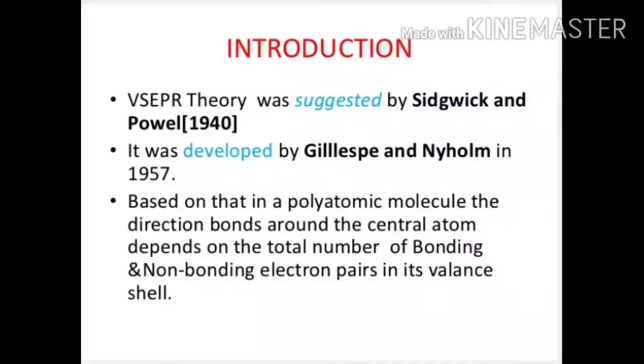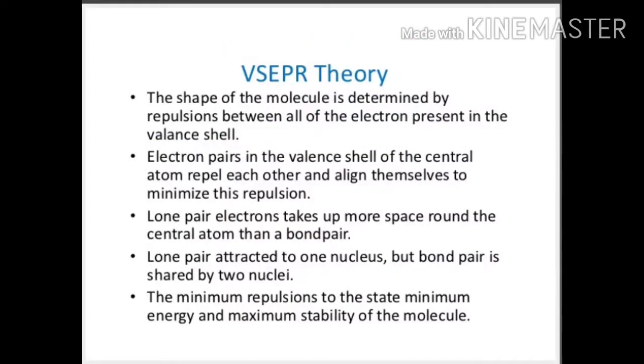The full form of this theory is valence shell electron pair repulsion theory. The valence electrons present in the atom all have a negative charge. Therefore, they have a repulsive force between them, and this is why the theory is known as repulsion theory. So first of all, what are the main points of VSEPR theory?